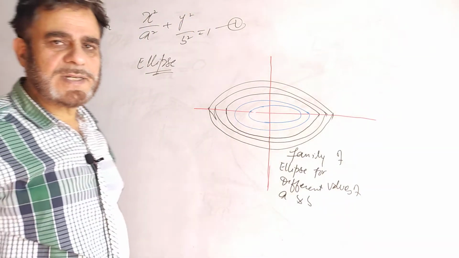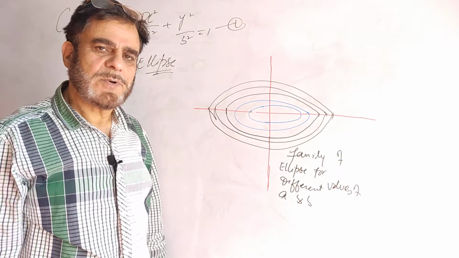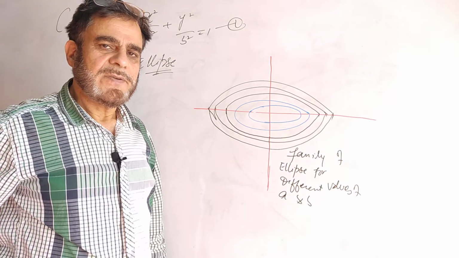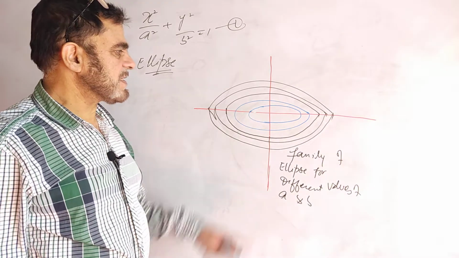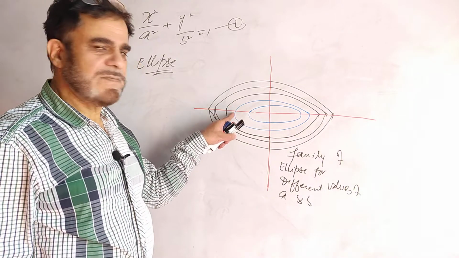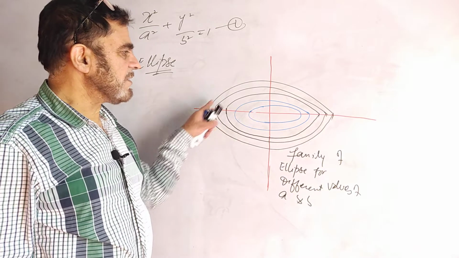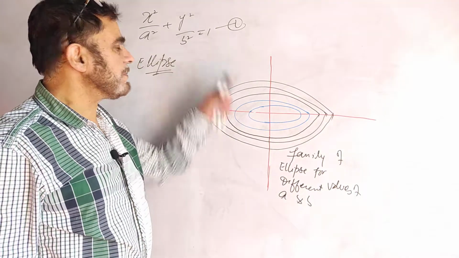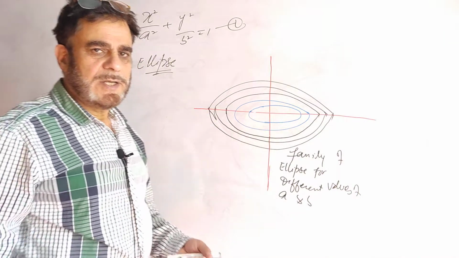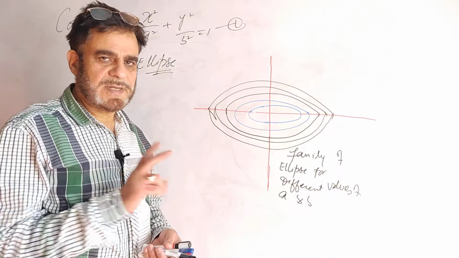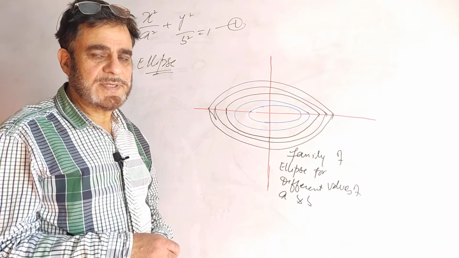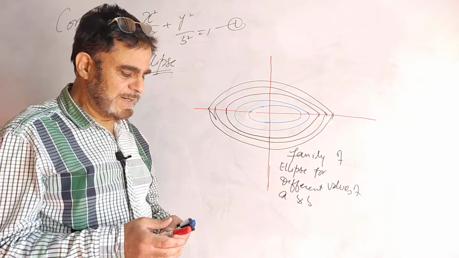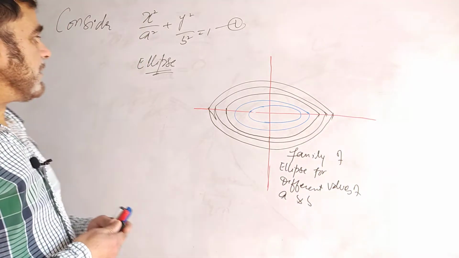Now my aim is to find an equation. Is it possible to find an equation which is satisfied by every member of the family, for different values of a and b? I have given you this example because it involves two constants, or parameters, a and b. We have to eliminate a and b simultaneously. We should not involve a and b.